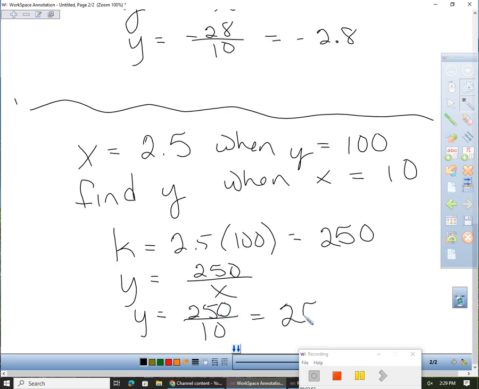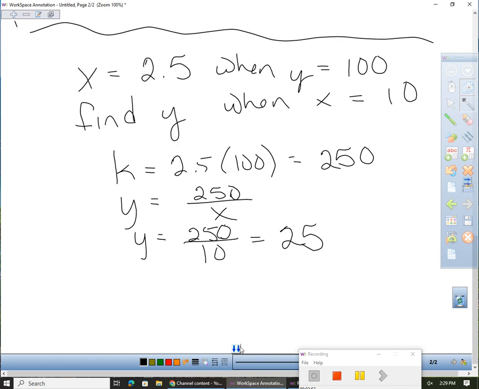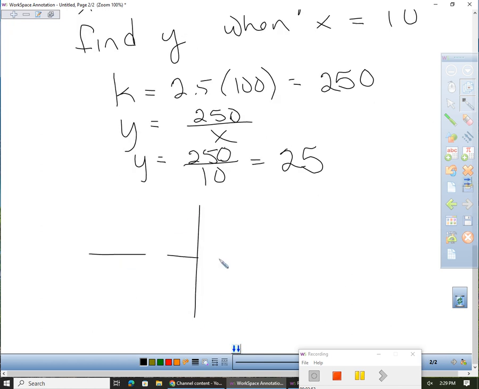All right, last thing we have to do is graph it. Again, because there's an x in the denominator, it approaches the x and y axis but never touches it. And because it is positive, it's in the first and third quadrant. That's it.